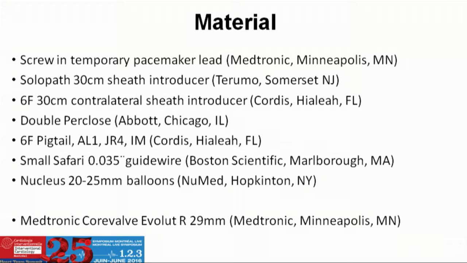So we had put a screw-in temporary pacemaker lead yesterday, just for protection in advance, knowing the left bundle branch block. We went ahead with choosing, as I said, an approach from the left side because of the issues of multiple aneurysm and used a Solo Path 30 centimeters. The double pre-closing technique that we always prefer. And then just standard sheaths, we chose a small Safari wire because we thought the left ventricle, without being necessarily remarkably small, is still on the smaller side. So we chose that wire.